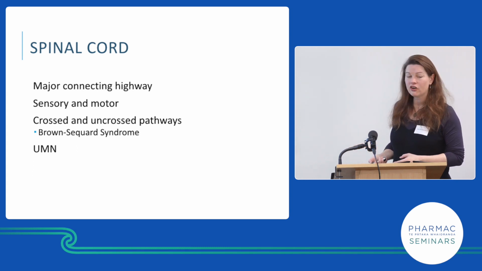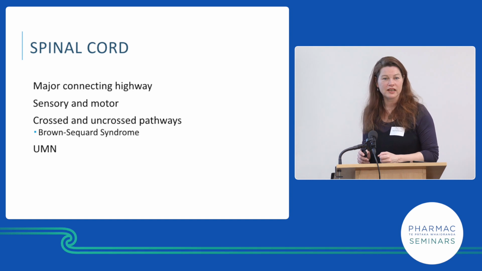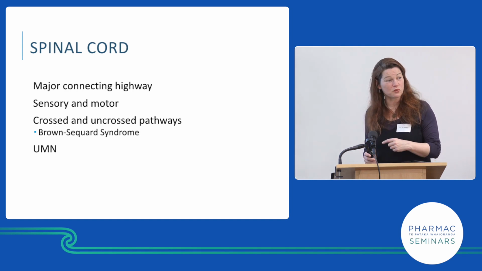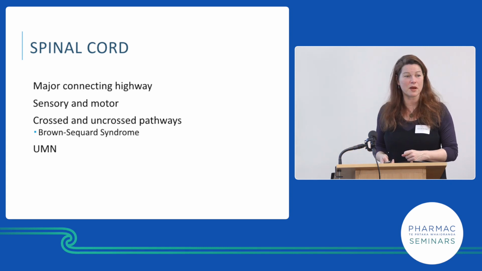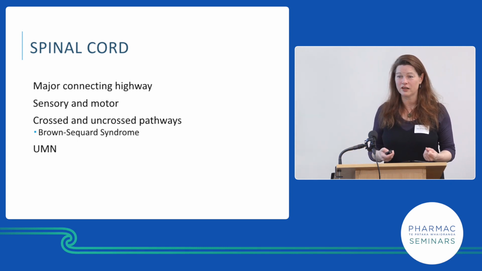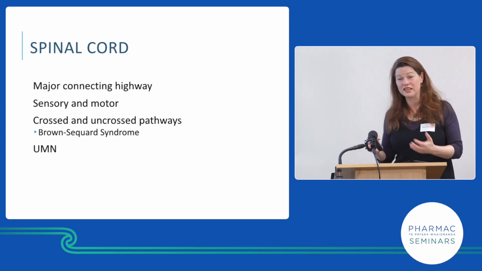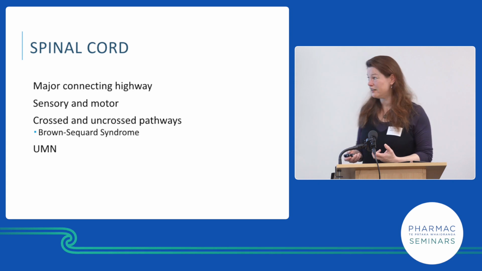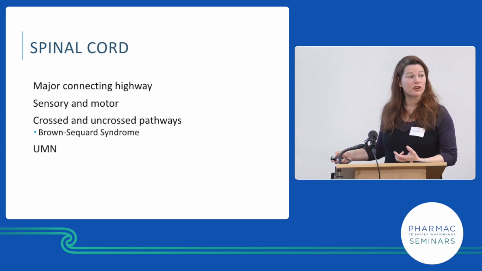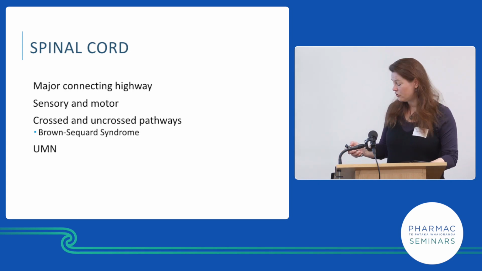There's crossed and uncrossed fibers, which are a little bit complicated, but you probably don't need to worry about it too much. We'll talk about it in a bit more detail in a minute, but mostly you need to just remember that everything crosses, but they're crossing at different levels. So you get slightly different patterns depending on where your lesion is. And it's still upper motor neuron, so we're still in the upper motor neuron system.